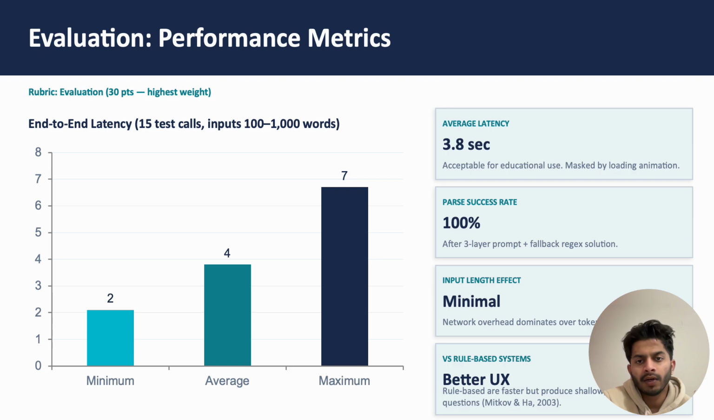On performance, I measured end-to-end latency across 15 API calls with input lengths ranging from 100 to 1000 words. Minimum was 2.1, average was 3.8, maximum was 6.7 seconds. Importantly, input length did not consistently drive latency. Network overhead and model queue time were the dominant factors at this scale. After my prompt fix, the JSON parse success rate was 100%, and when I compared this to rule-based quiz generators, the LLM approach produces far richer, more valuable output at the cost of latency. For educational software, that trade-off is absolutely worth it.